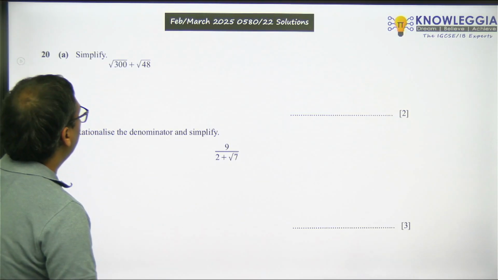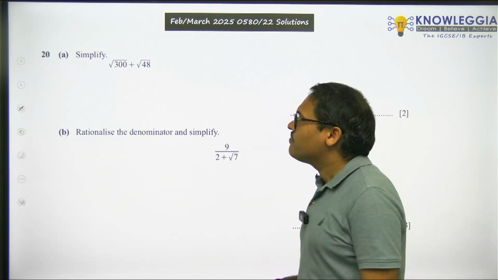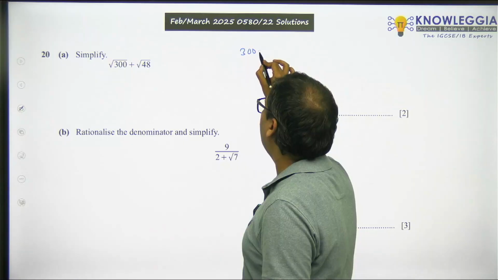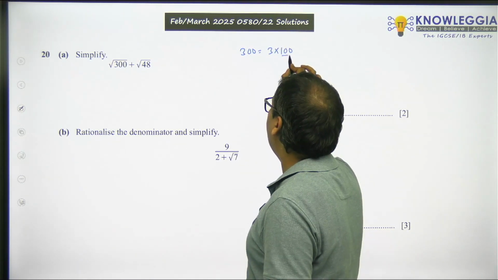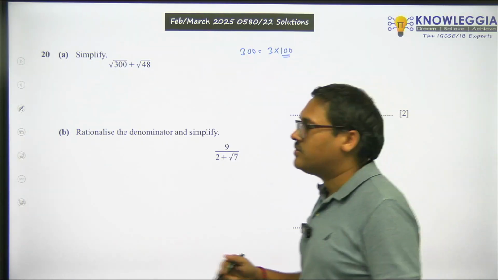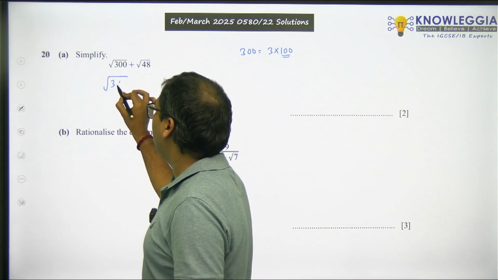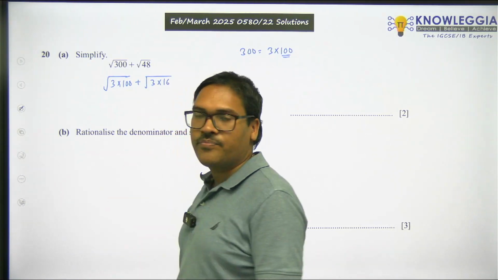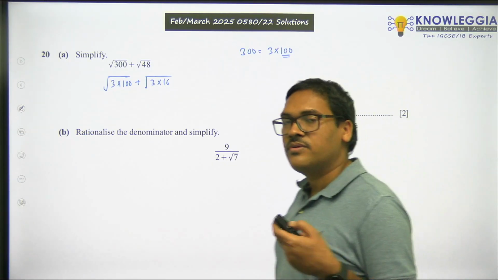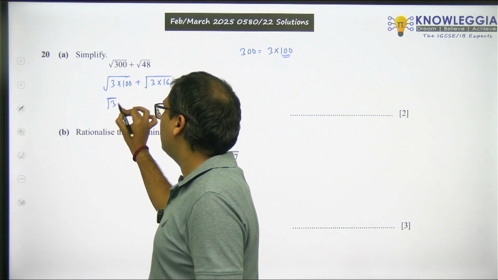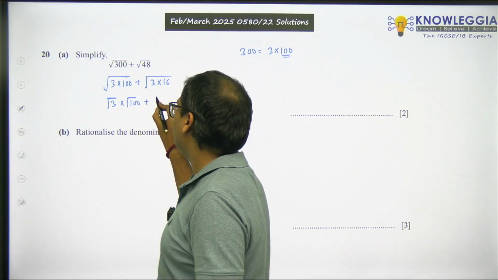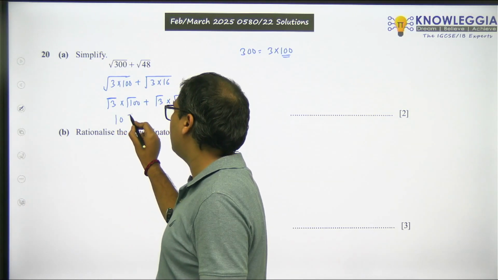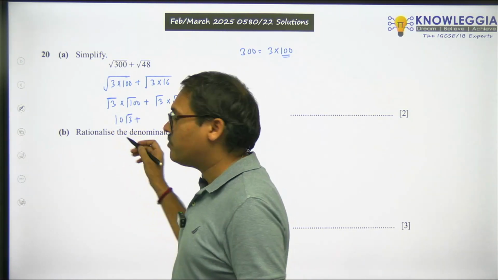Okay. Now the next one is simplify the surds. If I have to simplify this, I need to factorize this. So see here, what is 300? This is 3 into 100. Why have I written in terms of 100? Because 100 is a square number. And similarly, this is 3 into 16. I am breaking in terms of square numbers. So this is root 3 into root of 100 plus root 3 into root of 16. Now what is root 100? This is 10. So this is 10 root 3. And what is root 16? 4. So this is 4 root 3.